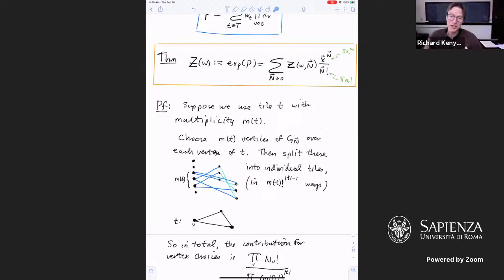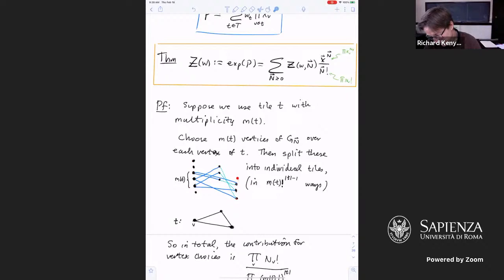How many ways can we put those tiles in the graph? Well, over each vertex here, suppose my tile is just a triangle, for example. How many ways can I put M of T copies of that triangle in the graph? Well, over each vertex here, I've got some large number of vertices, n sub v. I have to choose a subset of size M of T, right?